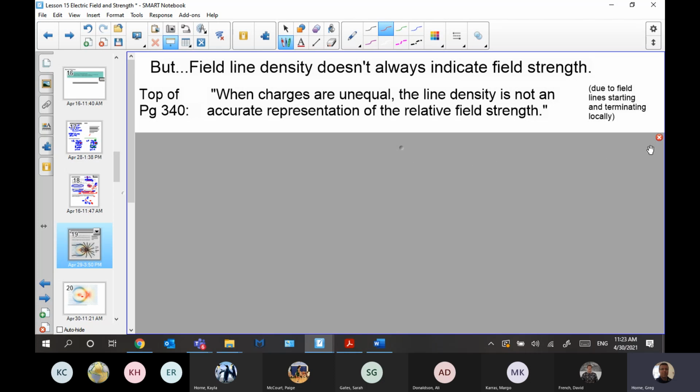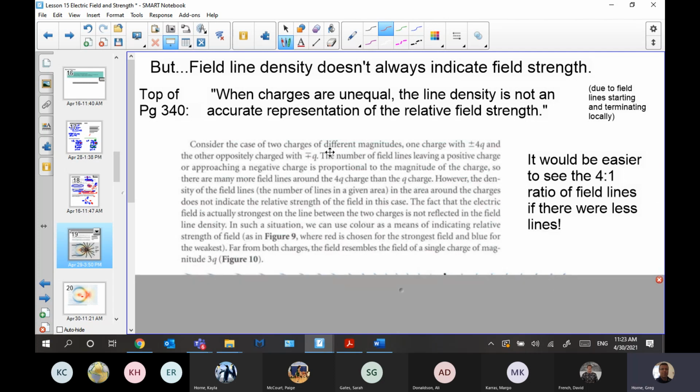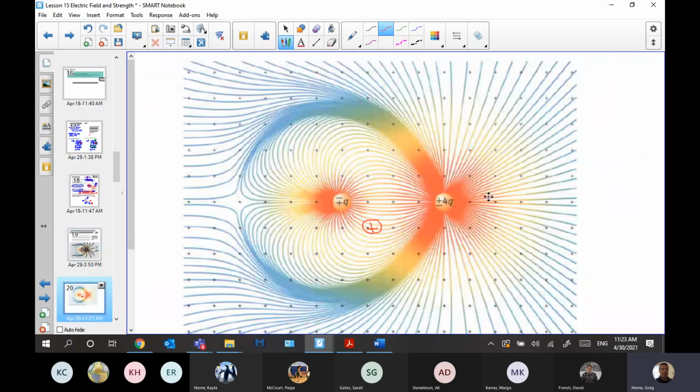So if I show you more detail here, this paragraph here, I'm going to show you the idea of this paragraph and talk about it. But they're saying you've got a 4Q and a 1Q, right? So one's 4 times as big as the other. And it says the number of field lines leaving a positive charge or approaching a negative charge is proportional to the magnitude of the charge. So they're saying the number of field lines from this one is proportional to the number of field lines here, and the proportion's the same as the 4-to-1 ratio.